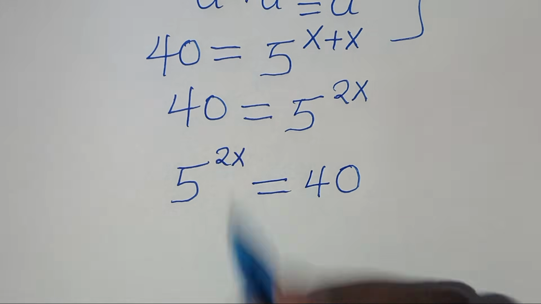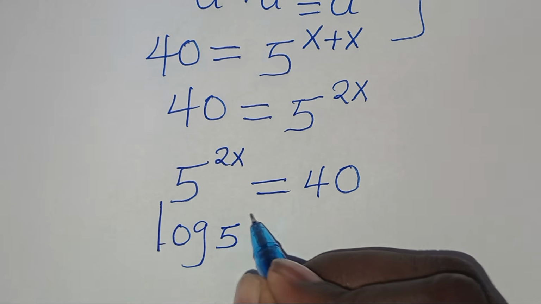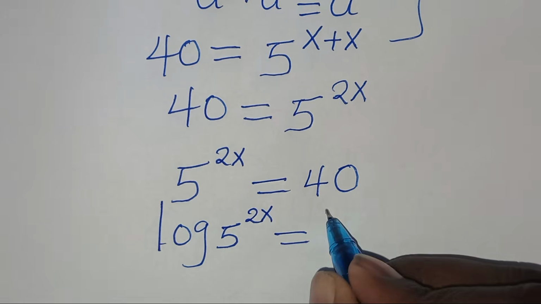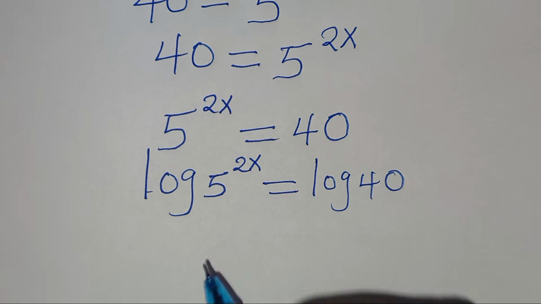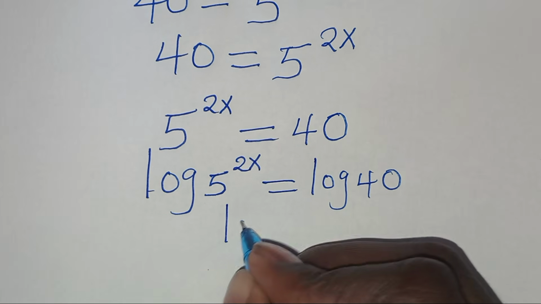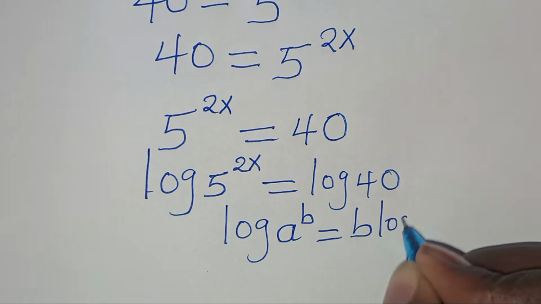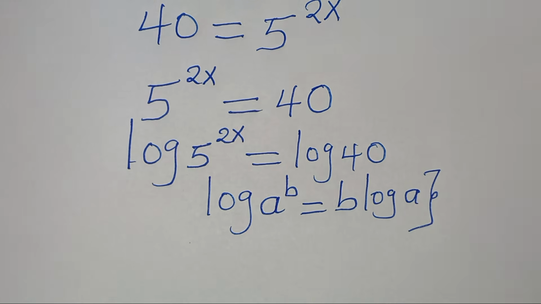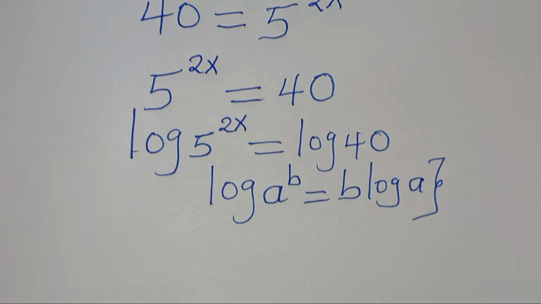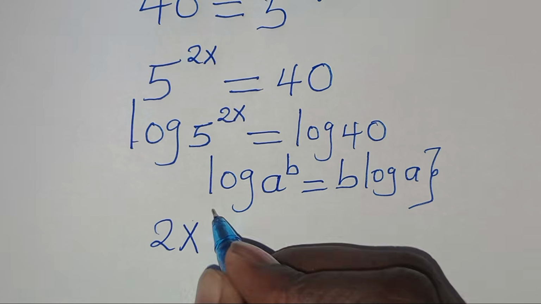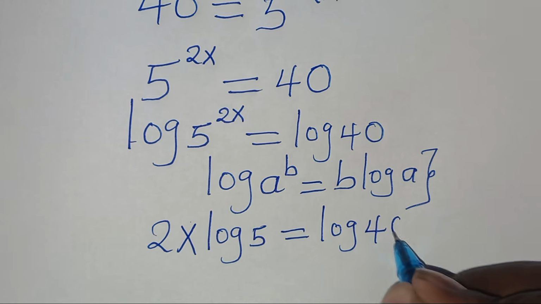Now, to solve for the value of x here, let's introduce logarithm on both sides. We have log 5 to the power of 2x equal to log 40. Now log 5 to the power of 2x is in the form of log a to the power of b, which can be expressed as b log a. Applying this power log property, log 5 to the power of 2x becomes 2x log 5, equal to log 40.